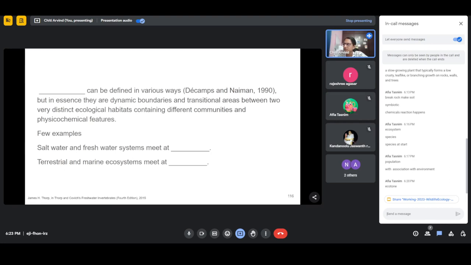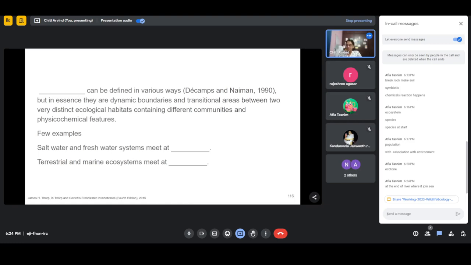So, does anyone have an idea where saltwater and freshwater ecosystems meet? You've all heard of this term. We have these in India. What is the term known for an ecotone region where saltwater and freshwater systems meet? Where do you think this can happen? Where can saltwater and freshwater meet? If you think of geography and the landscape of India, where do you think such an interaction can happen?